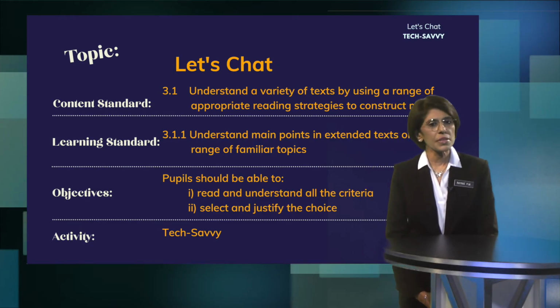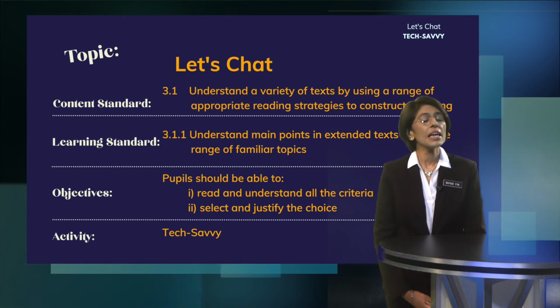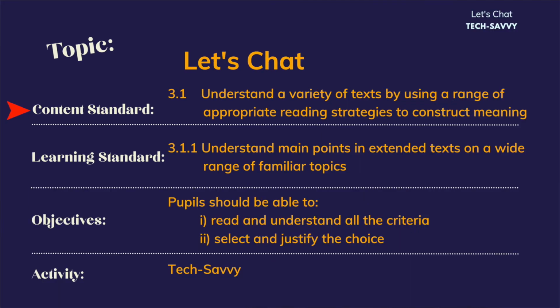The third example is from Chapter 1 in the Form 4 textbook Full Blast. Topic: Let's Chat. Content Standard 3.1: Understand a variety of texts by using a range of appropriate reading strategies to construct meaning. Learning Standard 3.1.1: Understand main points in extended text on a wide range of familiar topics. Objective: pupils should be able to 1. Read and understand all the criteria. 2. Select and justify their choices.